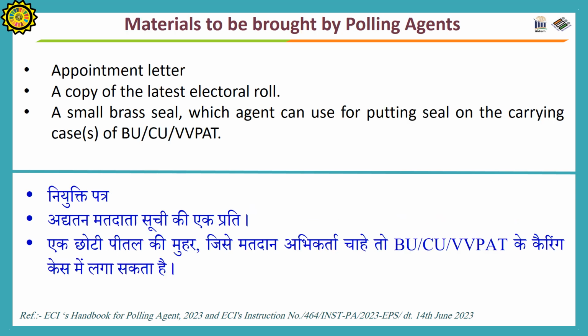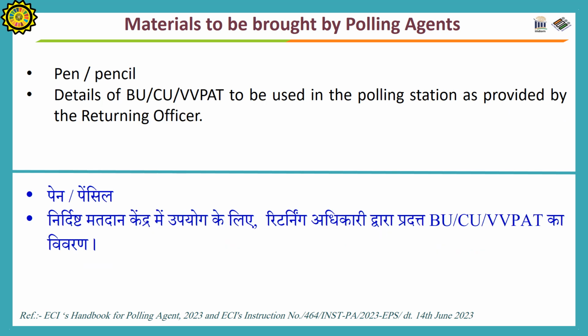Materials to be brought by the polling agents. The polling agents can bring the following materials to a polling station: appointment letter, a copy of the latest electoral roll, a small brass seal which the agent can use for putting a seal on the carrying cases of BU, CU or VVPAT, pen or pencil, and details of BU, CU, VVPAT to be used in the polling station as provided by the returning officer.